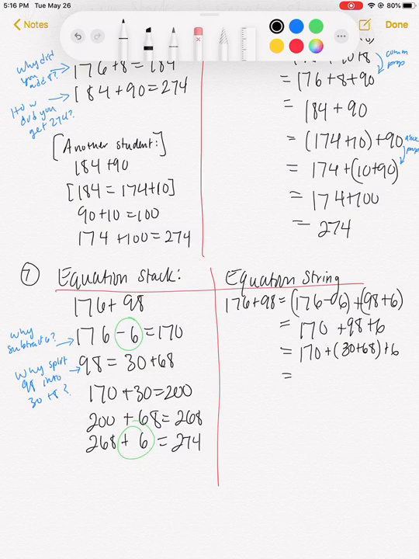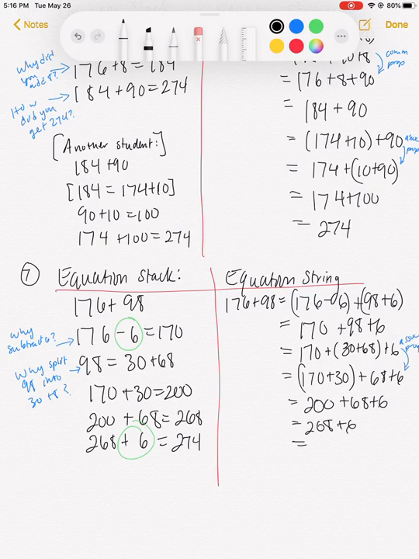Now there's a property that says that we can associate 170 and 30 together, then add 68 and the 6 at the end. That's the associative property. So 200 plus 68 plus 6 is now where we're at. And then the student added the 68 onto 200, so that makes 268 plus 6, and then the student added on the 6 to the 268 to get to 274.